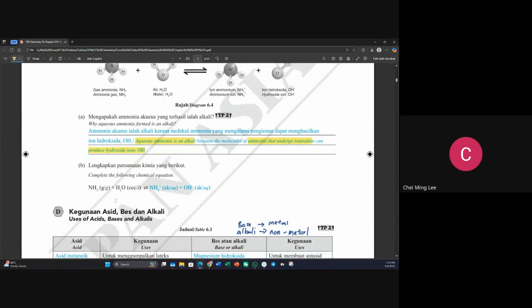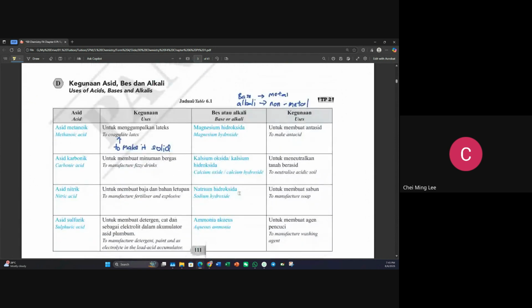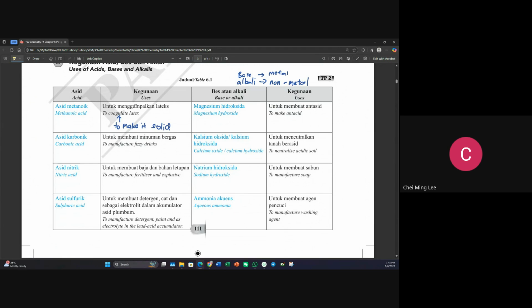The formula you already jotted down on top. So let's see some uses of acids, bases, and alkalis. Metanoic acid is used to coagulate the latex, to make it solid. Carbonic acid is used for fizzy drinks, like Coca-Cola. Nitric acid is used for fertilizer and explosives.